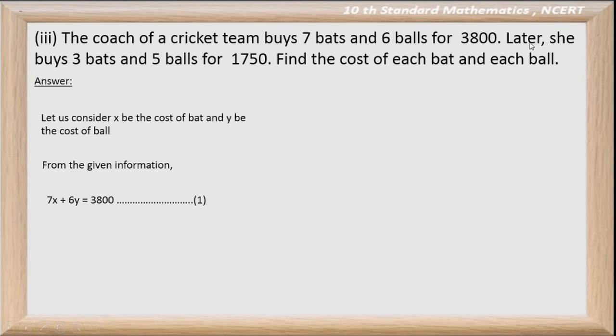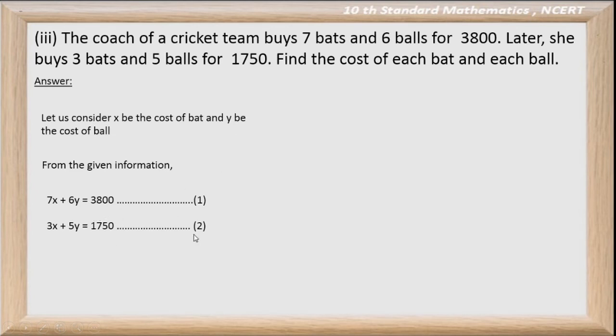The second one: later she buys 3 bats and 5 balls for 1,750. So we are considering the cost of a bat is x. So the cost of 3 bats is 3x, plus the cost of a ball is y, so the cost of 5 balls is 5 into y, 5y. Both: 3x plus 5y equal to 1,750. Make this equation 2. These are the two equations.